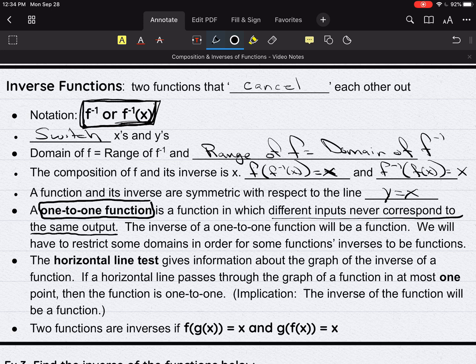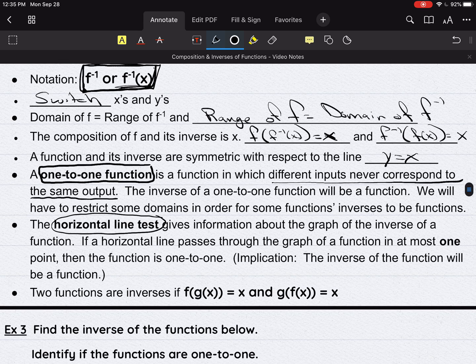Now, the way we check to see if our inverse is going to be a function: I'm given the graph of my function, f of x, and I'm going to do the horizontal line test. If it passes the horizontal line test, then it is one-to-one, and the inverse will be a function. So again, going back to the composition of f and its inverse is x, two functions are inverses if we can show that plugging them into each other gives me x.